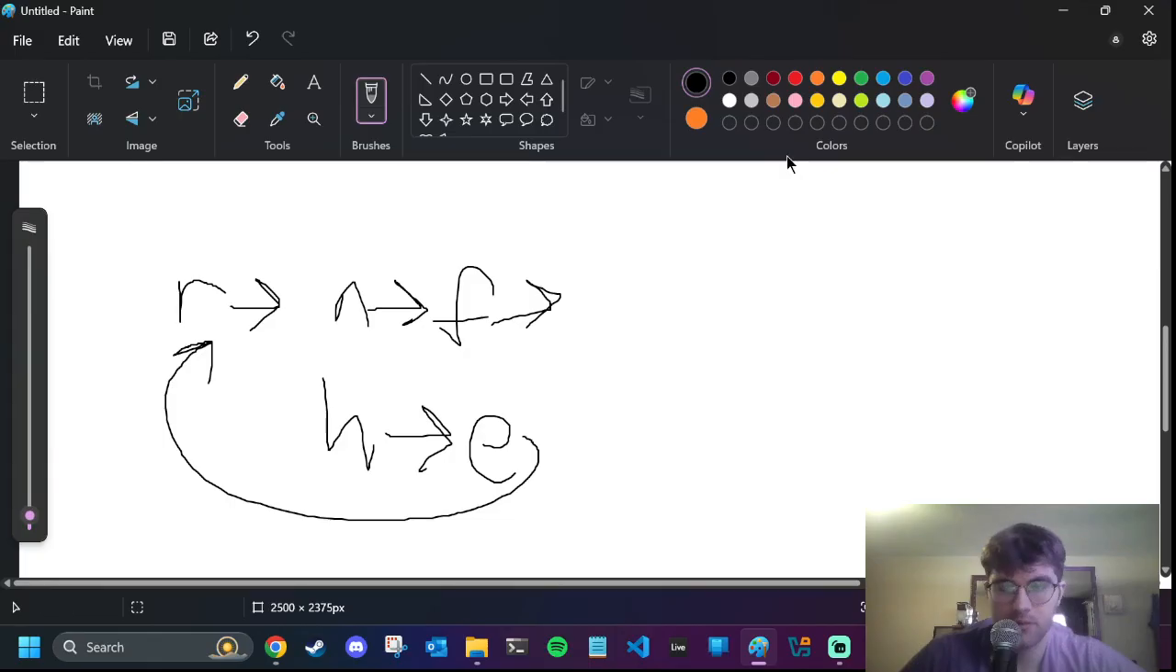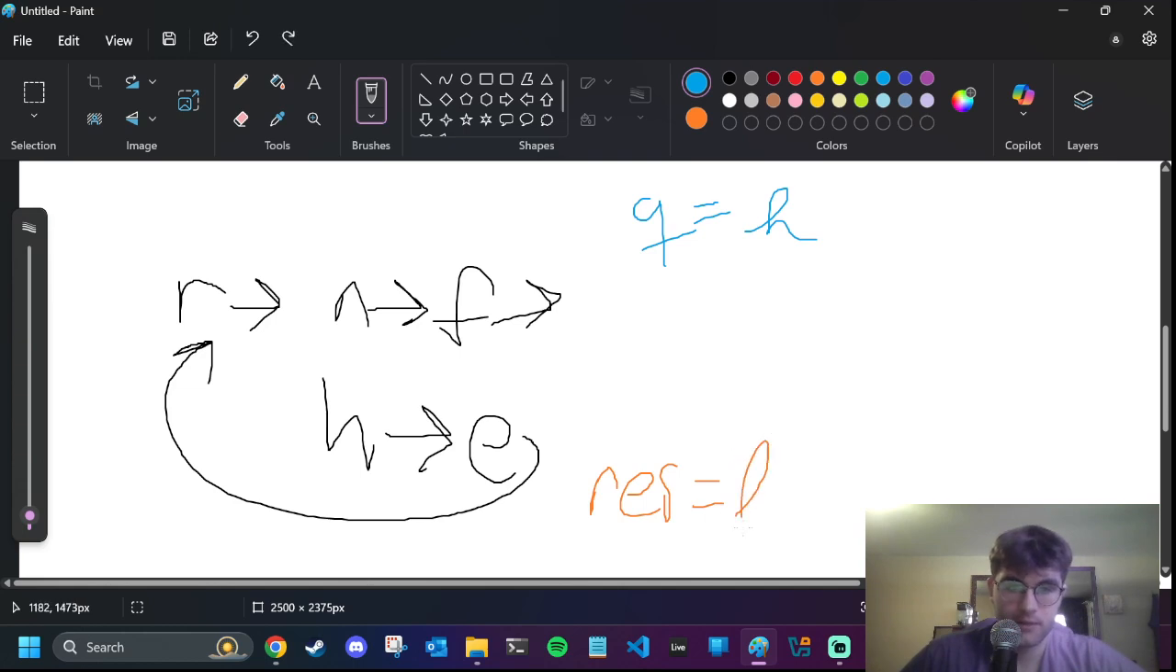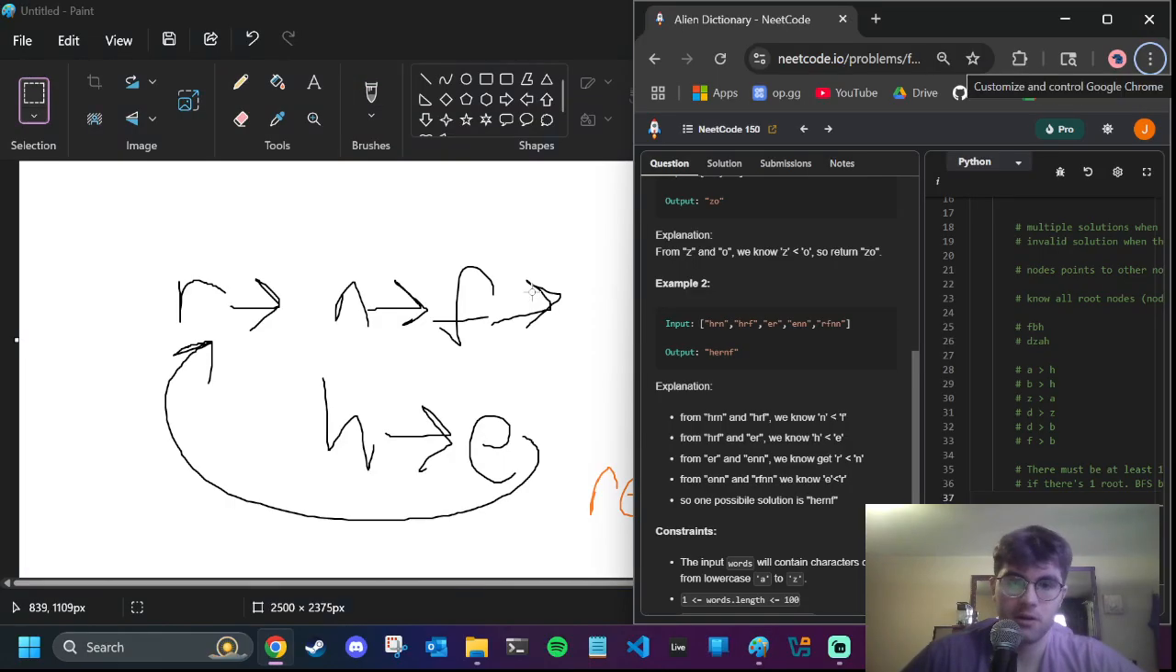So in this case, we would identify R as the root, one of the roots. So we'd add all the roots, which would just be H. And then we'd pop it and add it, and then all of E's prerequisites are met. So then we would just continue that.